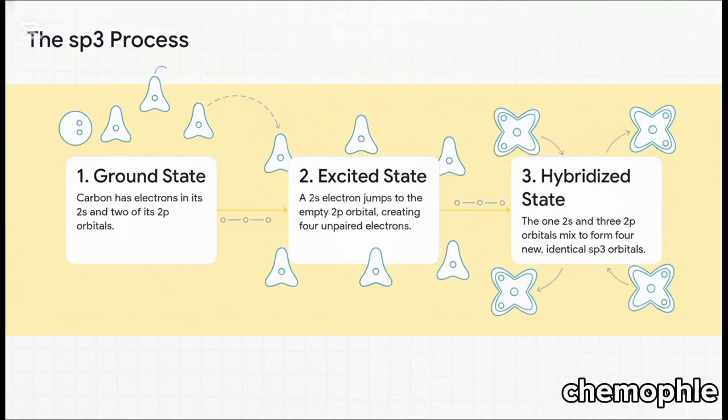So how does this happen? It's basically a 3-step process. First, carbon just hangs out in its normal ground state. But to get ready to make 4 bonds, it gets a little boost of energy and enters an excited state.